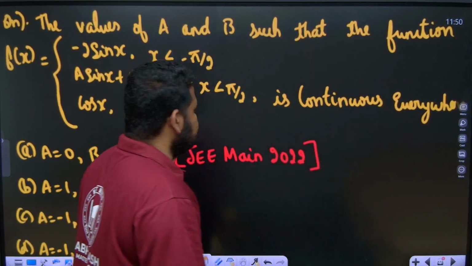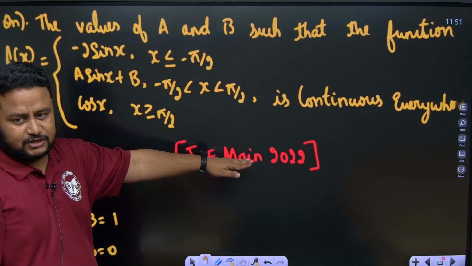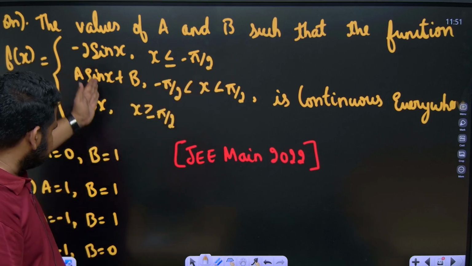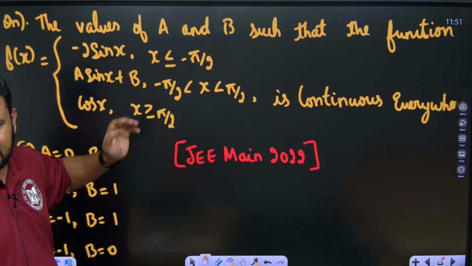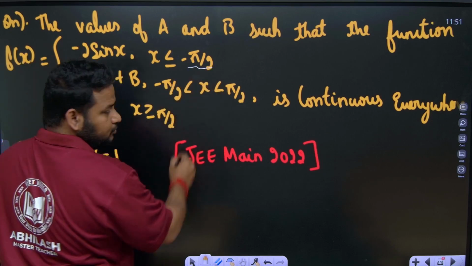So look at this. They are asking the values of a and b. This is a JEE Main 2022 question. The values of a and b such that the function f of x, this is the function that is given, is continuous everywhere. They are telling continuous everywhere. So here this is pi by 2.